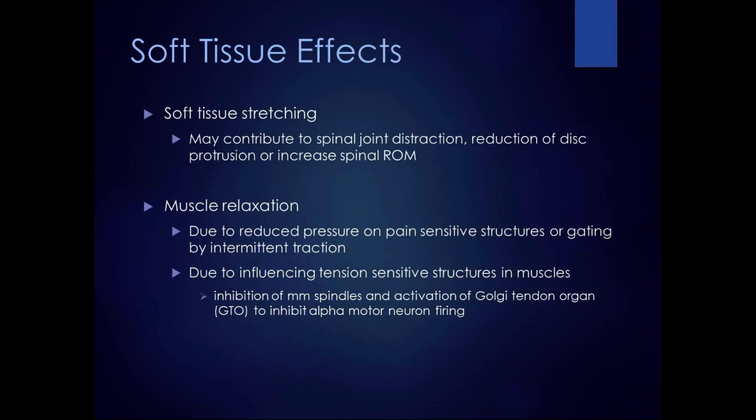Not to say that we're going to be doing them at the same time, but maybe we're going to do ultrasound and soft tissue followed by traction to get the soft tissue stretching and the muscle relaxation effects. So usually the muscle relaxation is due to reduced pressure on pain-sensitive structures or gating by intermittent traction. So you influence those tension-sensitive structures in the muscle spindles and Golgi tendon organs to reduce muscle tension and increase muscle relaxation. So it makes sense. We have those soft tissue effects as well.